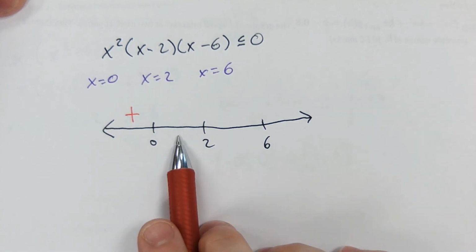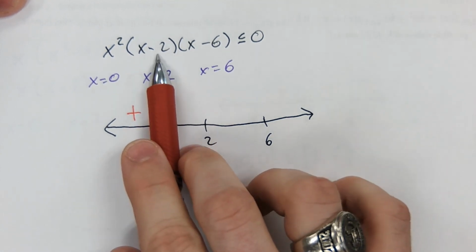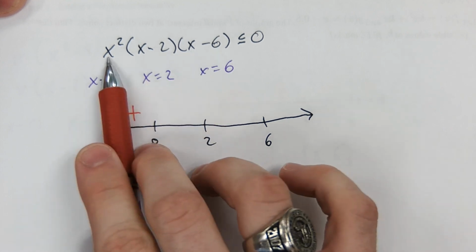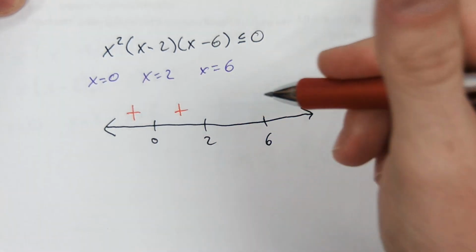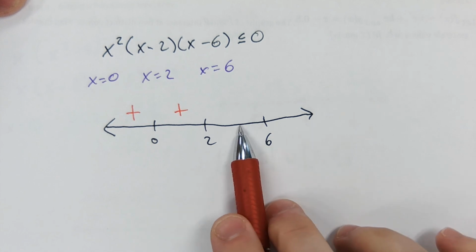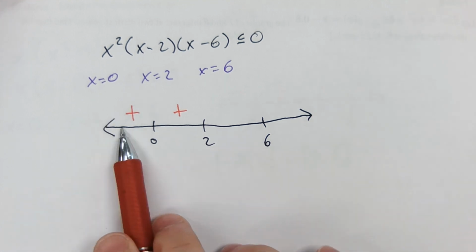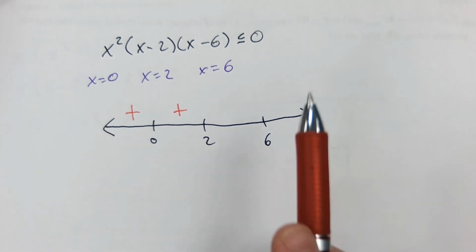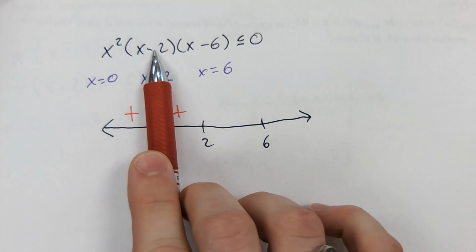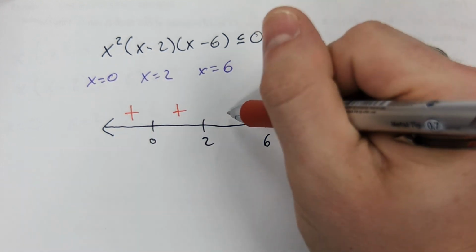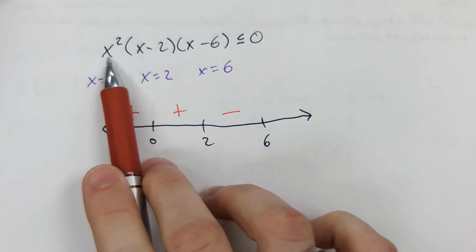Now, if you plug in x equals 1, 1 minus 2 is positive, 1 minus 6 is positive, and of course 1 squared is positive. No, both the insides are negative, but it makes it positive. Yeah. Now, if x equals 3, that's positive, but this is negative. And if x is 7, positive, positive, positive.